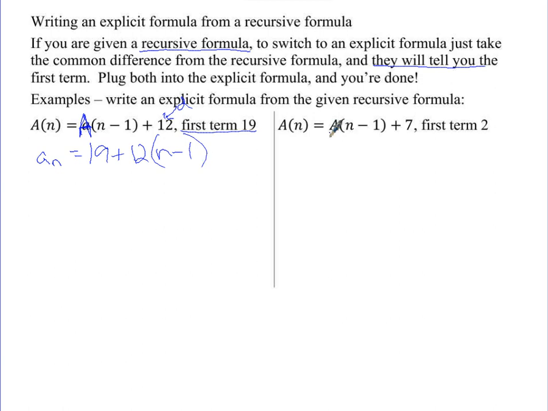Write an explicit formula from the given recursive formula. Here you go. Here's the given recursive formula. They told you the first term. What's my explicit formula going to be? That's it.